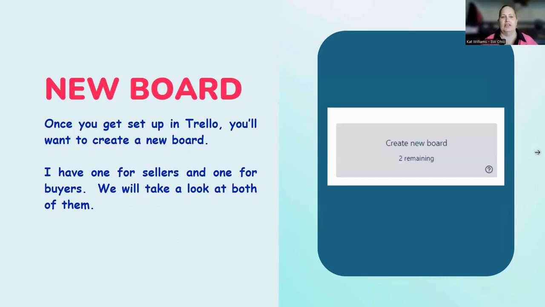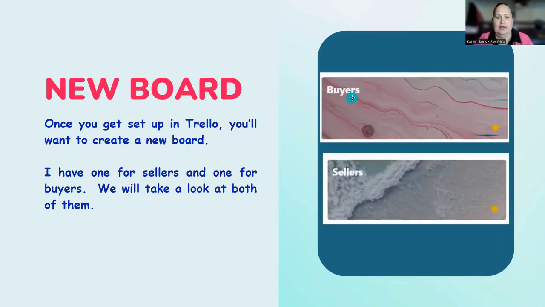So when you go into Trello, the first thing you're going to do is set up a new board, and we will go into my Trello account and I will share some things with you. I have a board for sellers and for buyers, but when you go into Trello, you're going to click on this create new board. And then there's my buyers and my sellers.